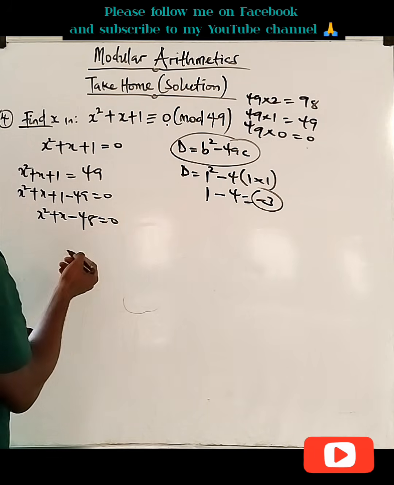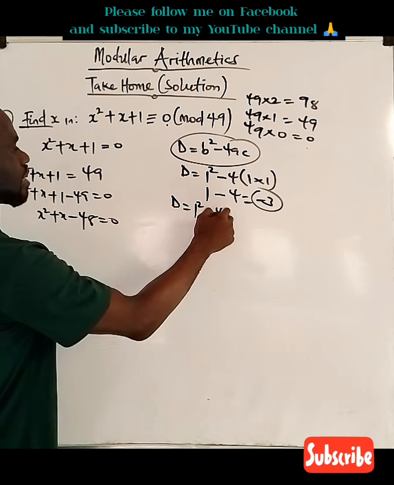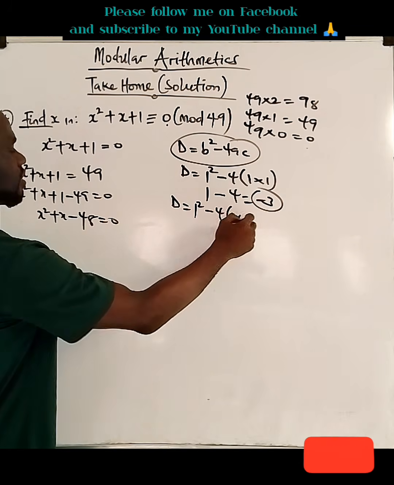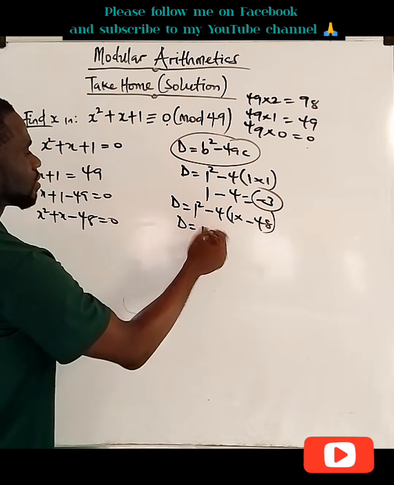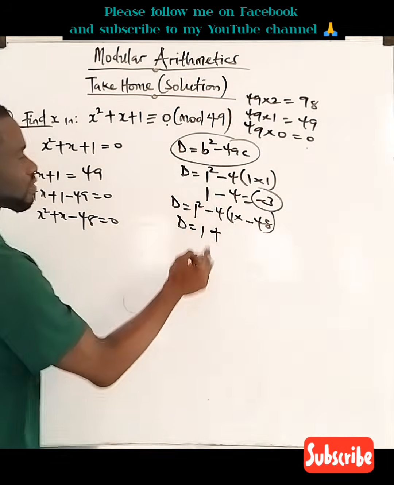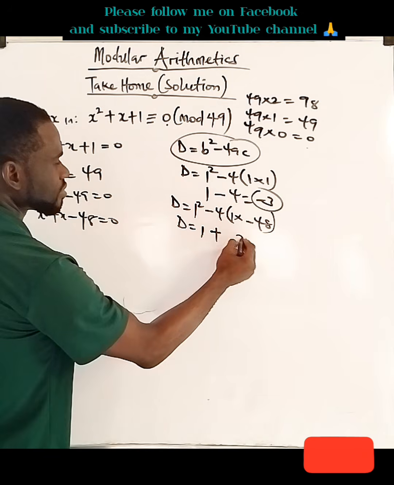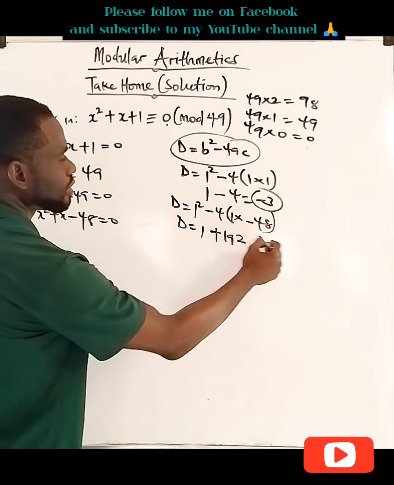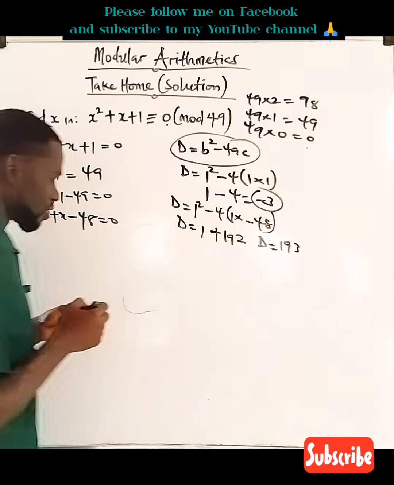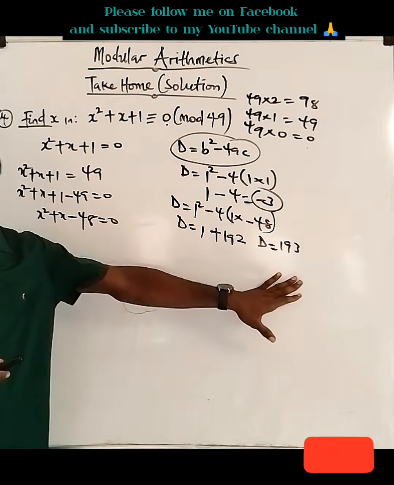So A is 1, B is 1, C is minus 48. The discriminant is 1 raised to 2 minus 4 times A, which is 1, times C, which is minus 48. 1 raised to 2 is 1, minus times minus is plus. 4 times 1 is 4, 4 times 8 is 32, 2 keep your 3, 4 times 4 is 16 plus 3, 19. So the discriminant is 193. If the discriminant is 193, it means this root is real.